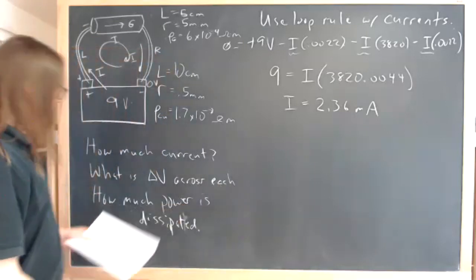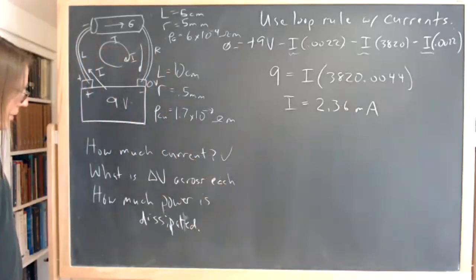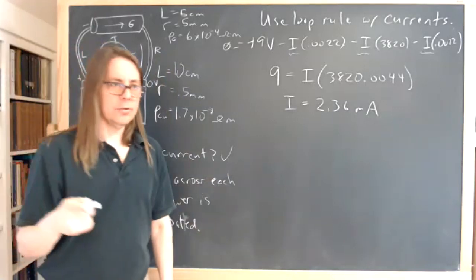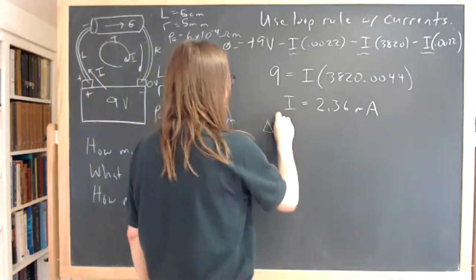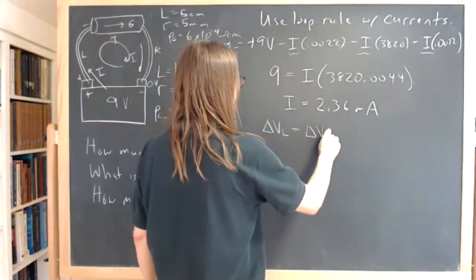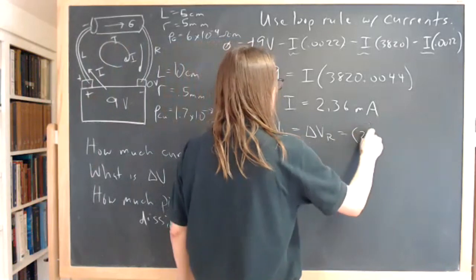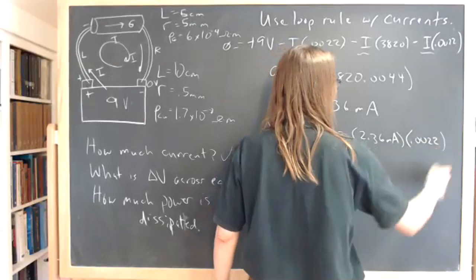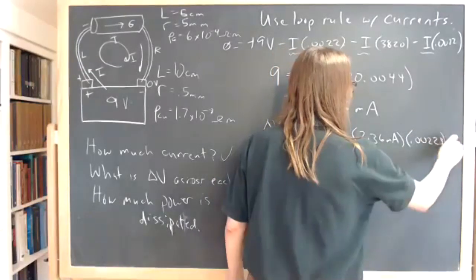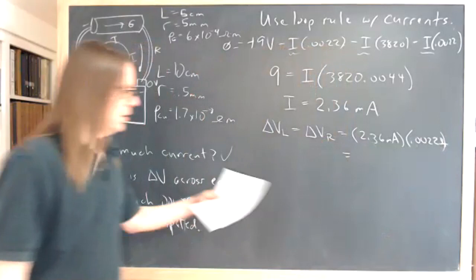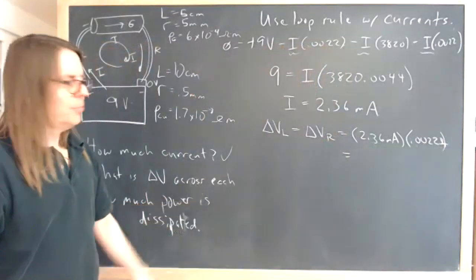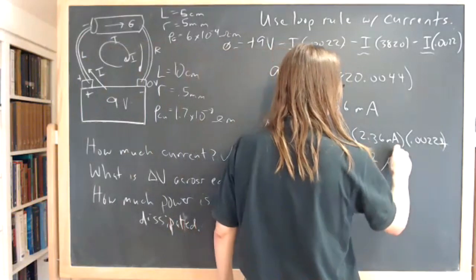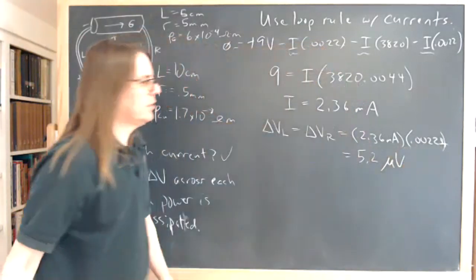I think the other question, okay, so check. What is delta V across each? How do we solve it? Ohm's law, V equals IR. Delta V for the left is going to be the same as delta V for the right because they have the same resistance. It's IR, 2.36 milliamps times 0.022 ohms. All right, and what do we get for that? 5.2 microvolts.